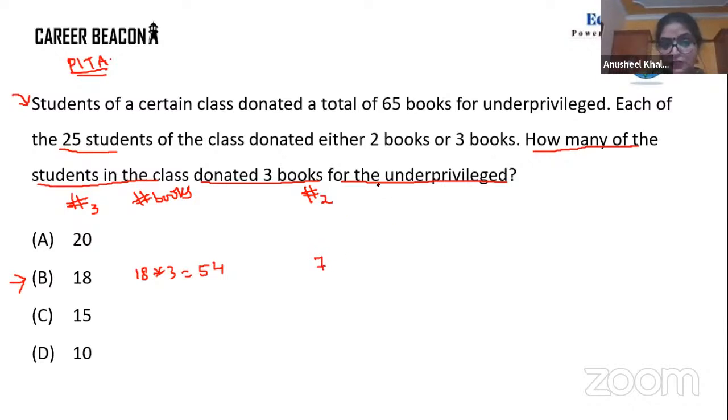Now 7 students donated 2 books. So the number of books donated by these 7 students is 7 into 2, which gives you 14. So how many total books are donated by these 25 students? That is 54 plus 14, which gives you 68. Oh, but the question says that a total of 65 books were donated.